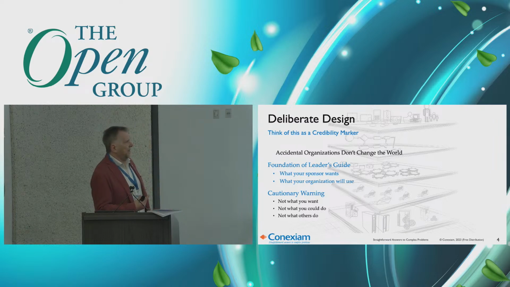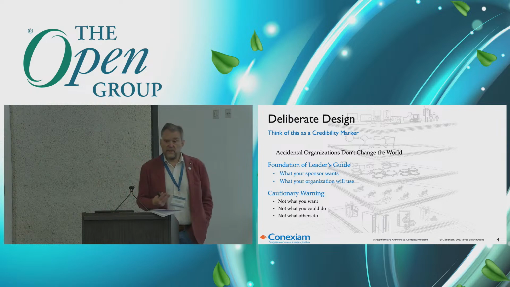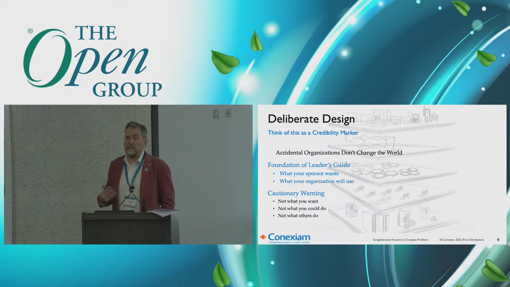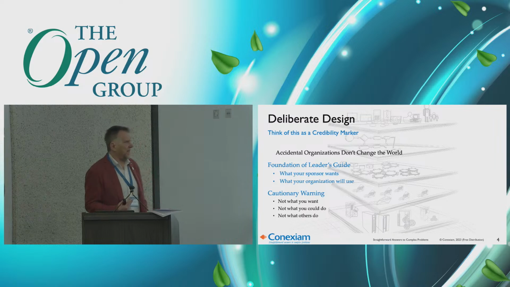So when you think about this, accidental organizations don't change the world. Accidental evolution takes bazillions of years. Your company doesn't have bazillions of years for you to evolve into the right structure. You've got to cut to deliberate design.